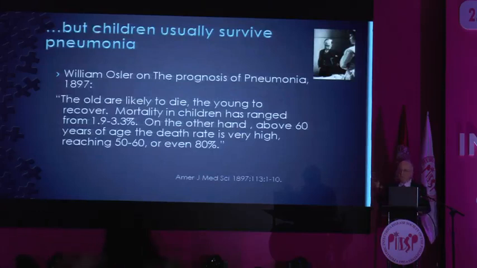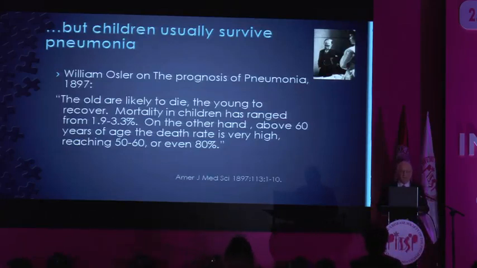Now, people will probably be familiar with the name of William Osler, who was one of the most famous physicians of the late 19th and early 20th century. But Osler, writing in 1897, wrote the following: on the prognosis of pneumonia, the old are likely to die, the young to recover. Mortality in children has ranged from 1.9 to 3.3%. On the other hand, over 60 years of age, the death rate is very high, 50, 60 or even 80%.